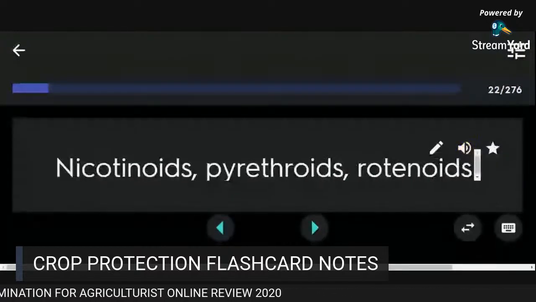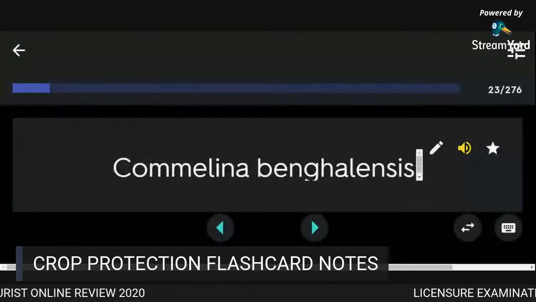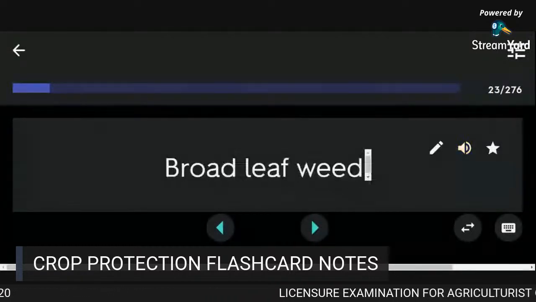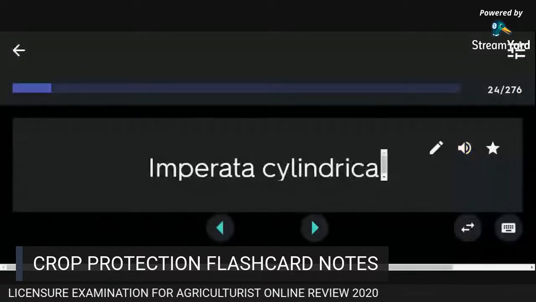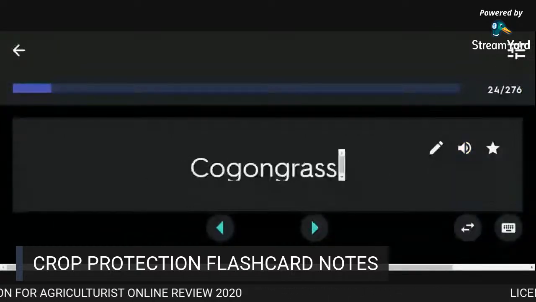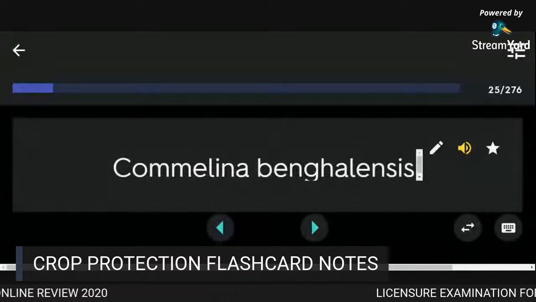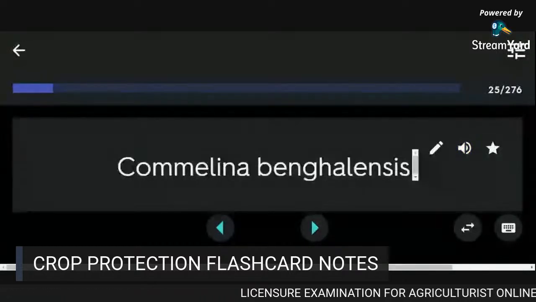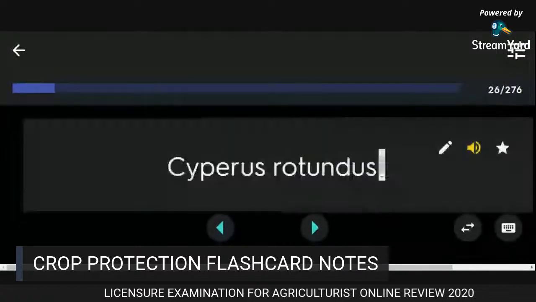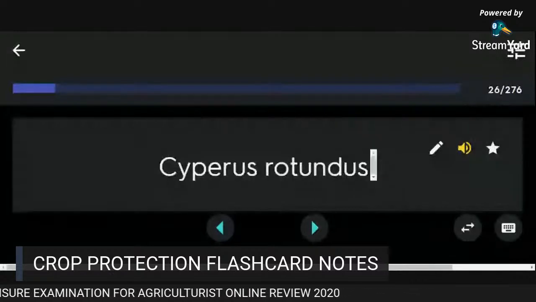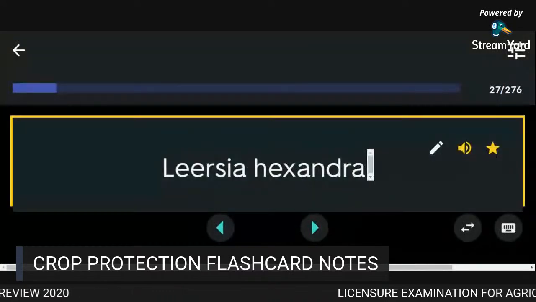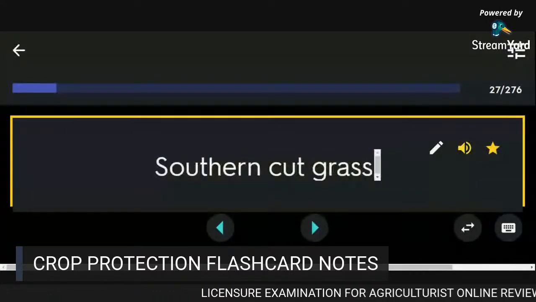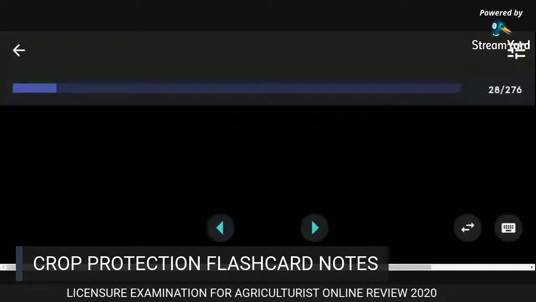Commelina benghalensis: broadleaf weed. Imperata cylindrica. Commelina benghalensis: Bengal dayflower. Cyperus rotundus: nutgrass. Leptochloa chinensis: southern cutgrass. Imperata cylindrica.